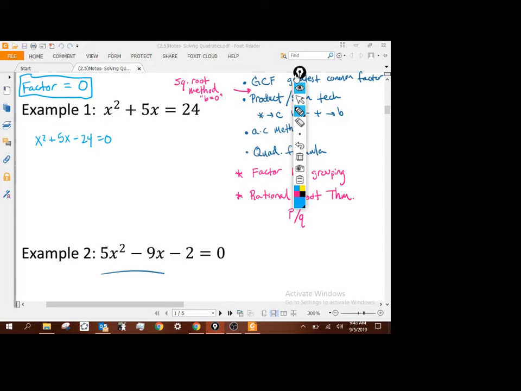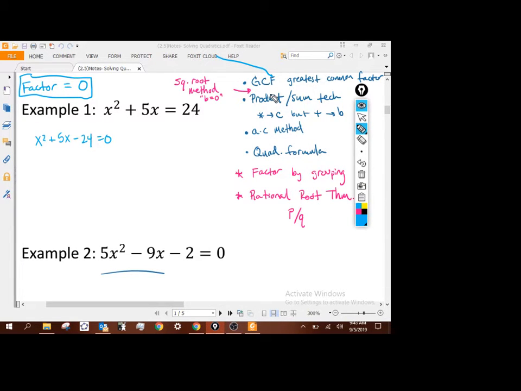So this is obviously, hopefully, a pretty simple question, right? What do I need to do there? What am I looking for? This is the product-sum technique: two numbers that multiply together to give me negative 24 and add to give me 5. What are those two numbers? Doesn't the 8 have to be the positive one?